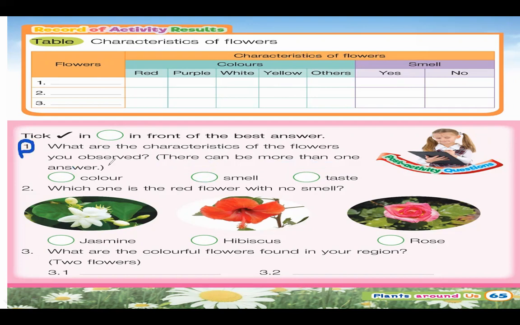All right, students, let's say number one: what are the characteristics of the flowers you observe? Let's say sunflower. We have the color and the smell, right? Taste, you cannot taste it, right, students? It's not a food. And then number two: which one is a red flower with no smell? Is it jasmine, hibiscus, or rose? So you are going to answer by checking the circle. Say, for example, your answer is rose, check this one. If your answer is jasmine, then you check this one. You should always pick the correct answer.